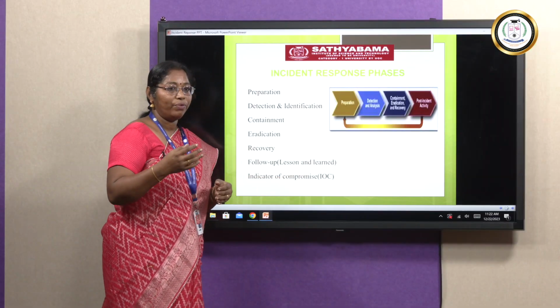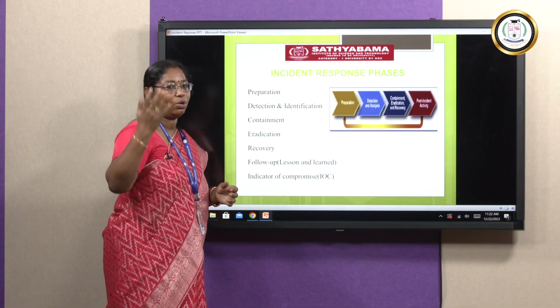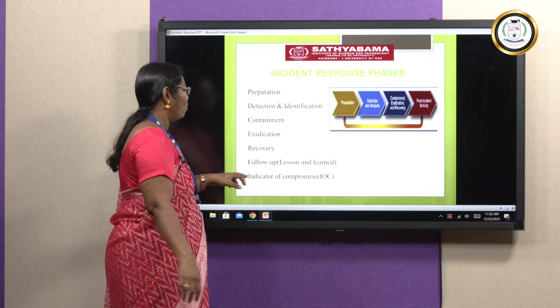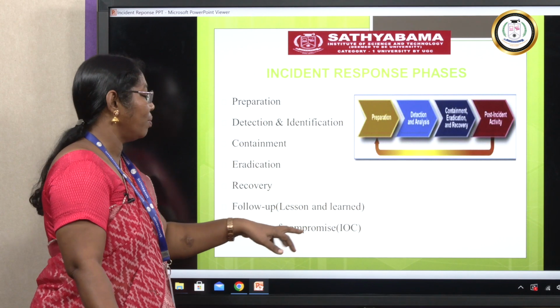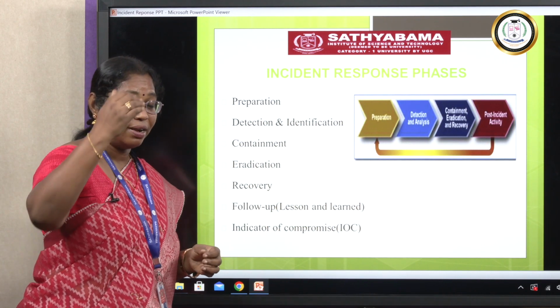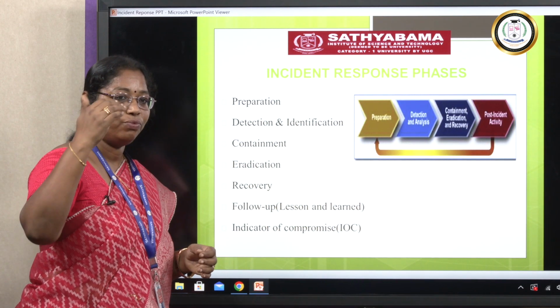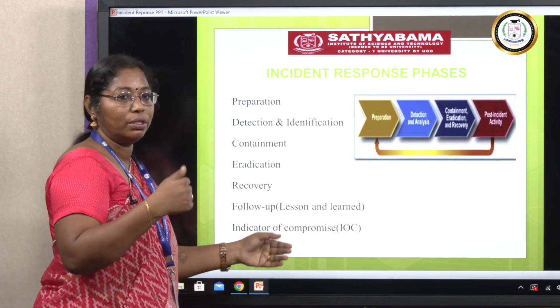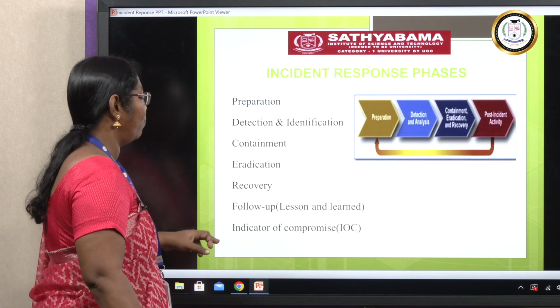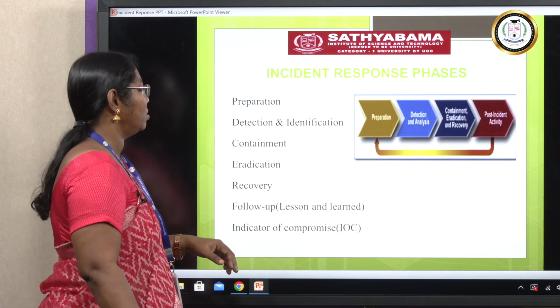With the follow up we can avoid future losses and damages. Follow up and indicators of compromise. After we analyze the compromise, we need to document that incident. So these are all the phases of incident response.